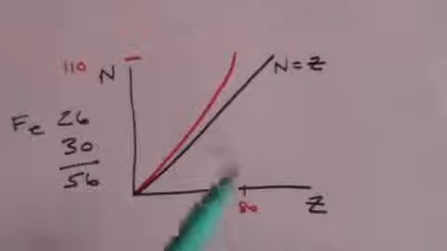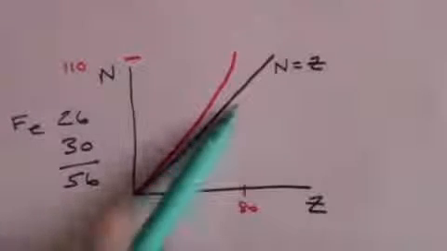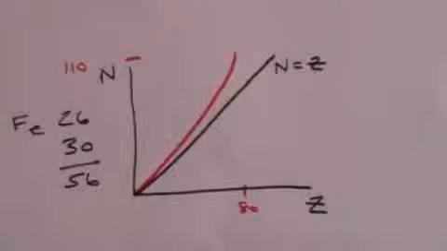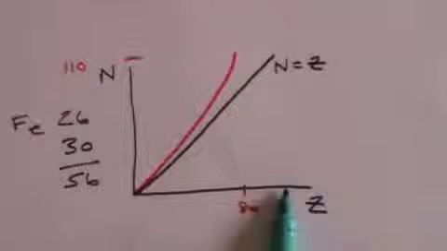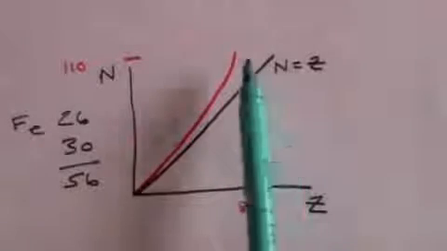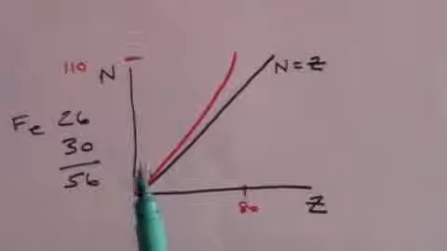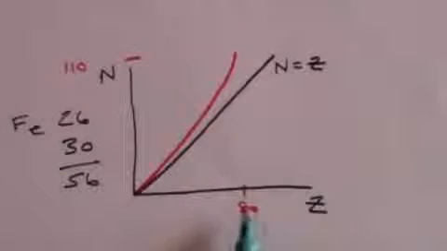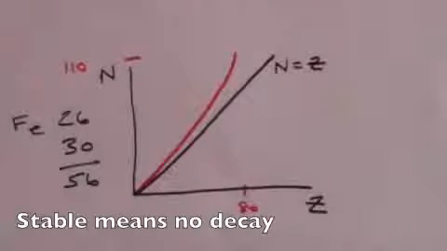You'll notice that the red line does not follow the N equals Z line. In other words, elements are not most stable when they have the same number of protons as neutrons. As we go towards the higher end of the elements, the number of neutrons in a stable nucleus will exceed the number of protons. For example, when you have 80 protons in a nucleus, you're likely to have about 110 neutrons in order for that nucleus to be stable.